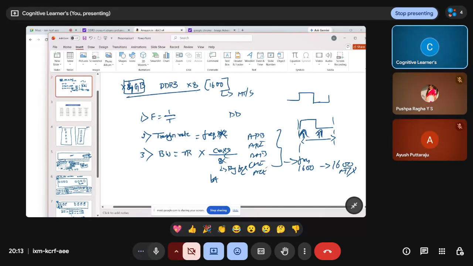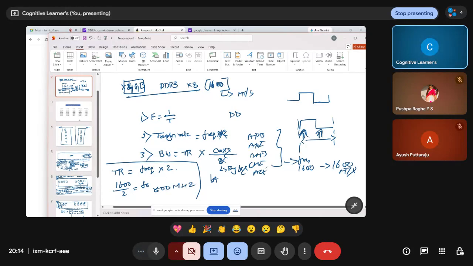The 1600 is the mega transfers per second, that is the transfer rate. On my side, the transfer rate is present, and we need to calculate the frequency. Transfer rate divided by 2, 1600 divided by 2, is the frequency. What is the frequency? 800 megahertz.